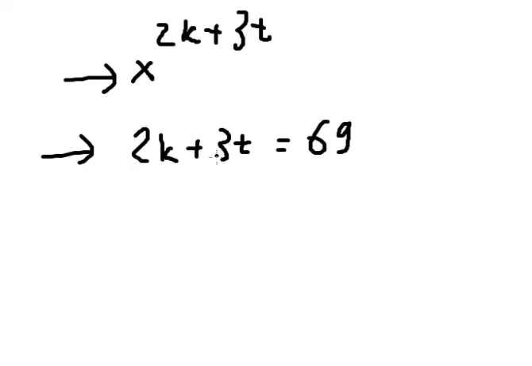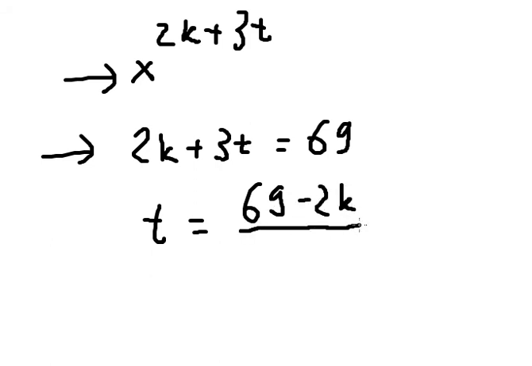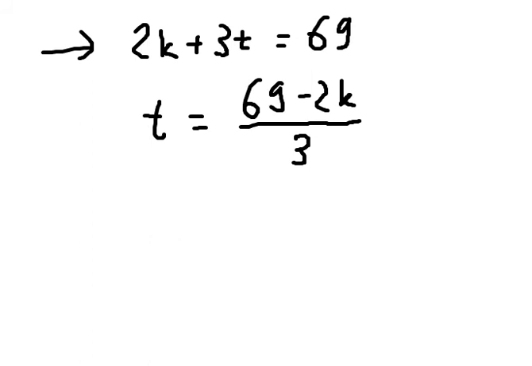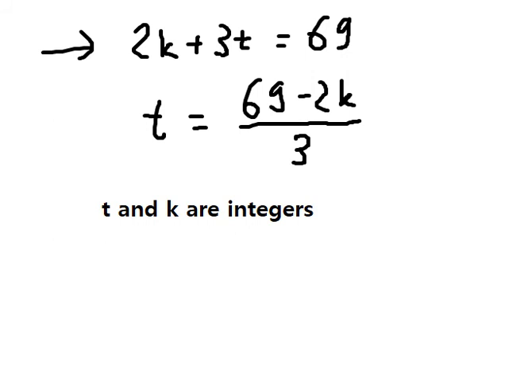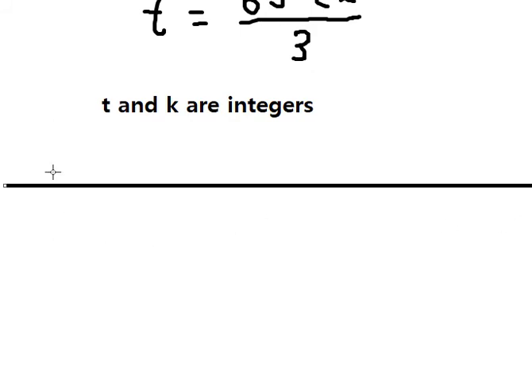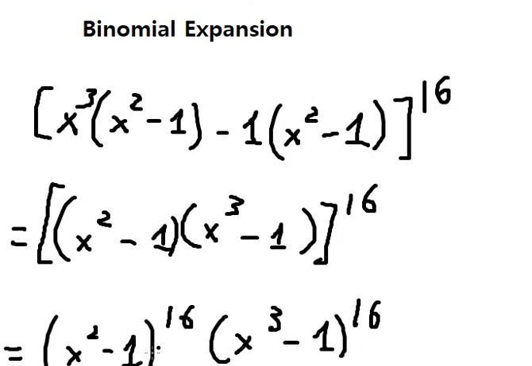Now we need to find the value of t in terms of k. So we put 2k to the right and we divide both sides by 3. And we know that t and k are integers. And in this situation, I will select the highest value of t. That is 16 in here.